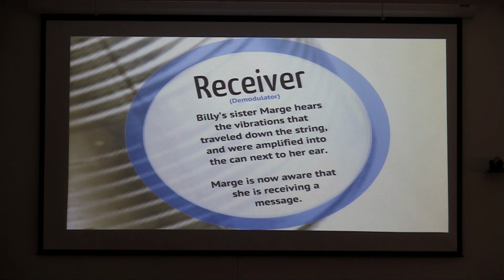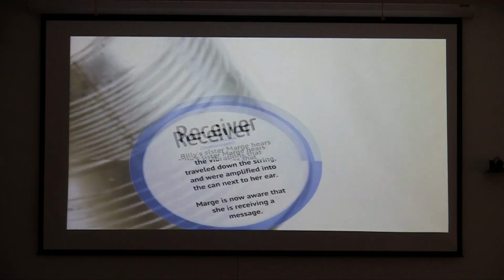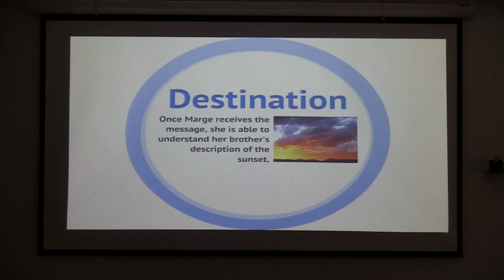And this is very important because at this point she knows that she's receiving a message, but she hasn't quite decoded it, so it hasn't made it to the destination yet. Once Marge receives the message, she is able to understand her brother's description of the sunset. Now, in order for the message to go from the idea source to the transmitter all the way to the destination, there's a couple of things that have to happen.